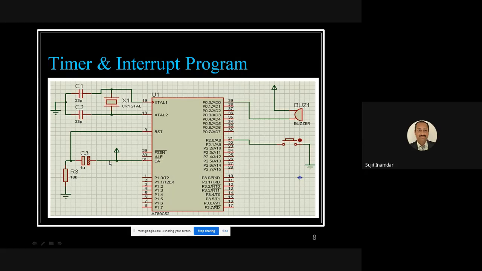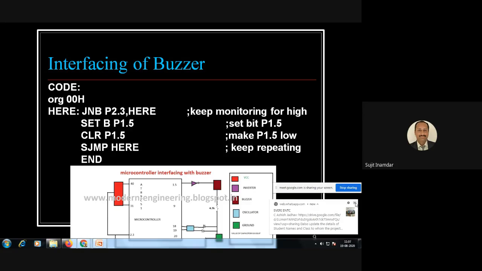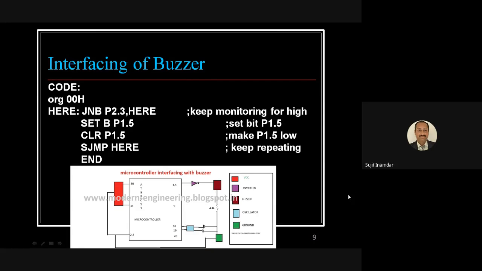So this is what the diagram was. How many of you have tried to get the code for that? Don't know. But again, I found a simple code for the interfacing of a buzzer. Below that, this is the diagram. You just check it out. Similar to the earlier diagram, this diagram is also there, along with the simple way of writing the code for interfacing the buzzer.